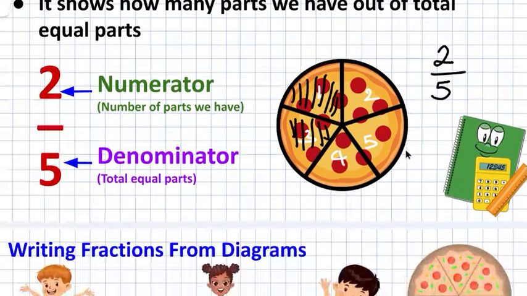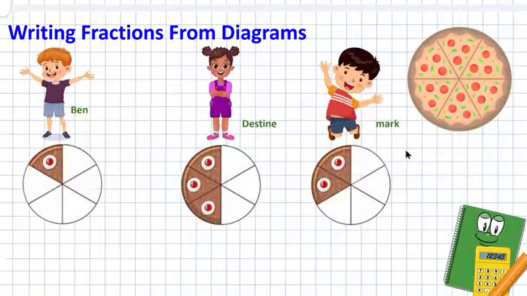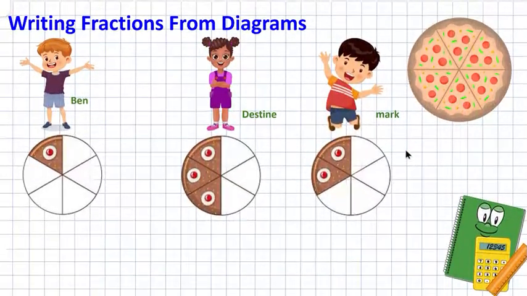So let's take a look at our first set of examples. So we have a pizza here which was divided into 6 equal parts. So we have 1, 2, 3, 4, 5, and 6. This pizza was shared between Ben, Destin, and Mark. The diagram shows you the amount Ben took. So we want to write this diagram as a fraction.